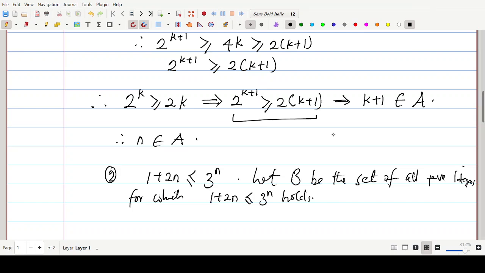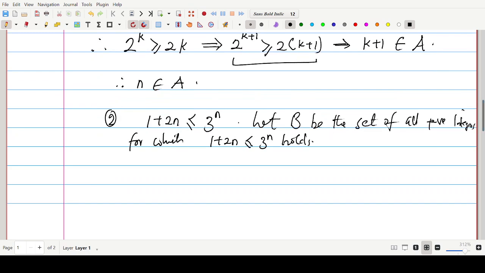So we show that 1 is in the set B. How do we show that? Now observe that 1 plus 2 times 1 is less than or equal to 3 to the power 1. See that in this case equality holds. Hence, we can say that 1 is an element of the set B.